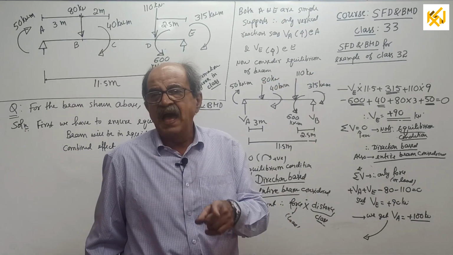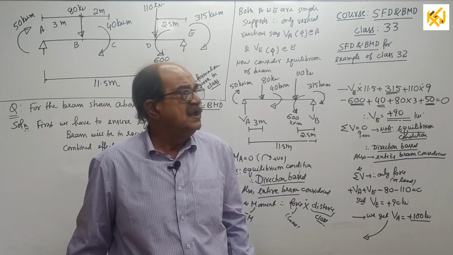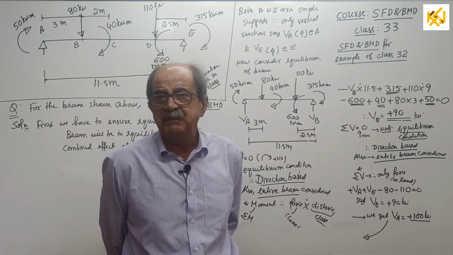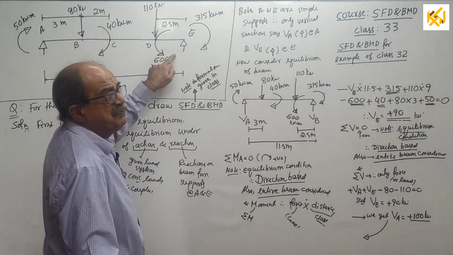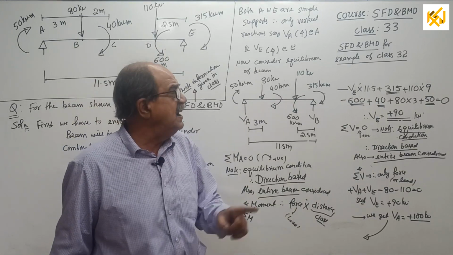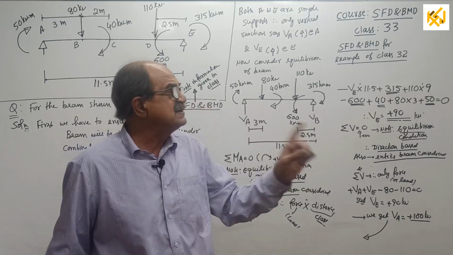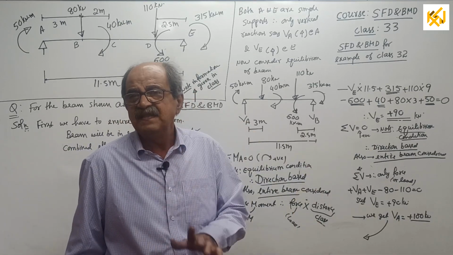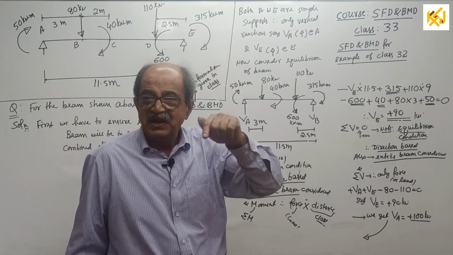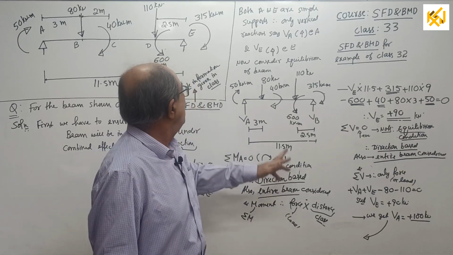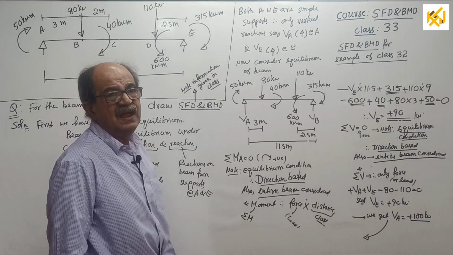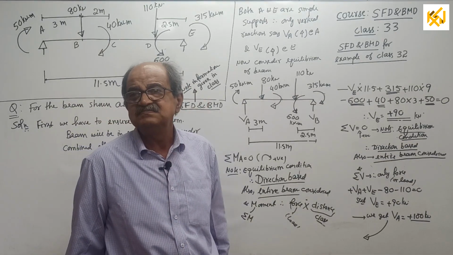Because the maximum confusion I have seen for the majority of people is when they draw SFD and BMD, especially when couples are there in between. So today I am explaining how to draw it. In the last class I explained the principles. I mentioned a trick earlier. Today once again a trick will come. So today I will explain how to show the calculation when we draw SFD and BMD.